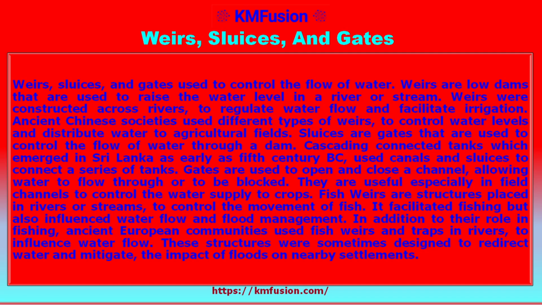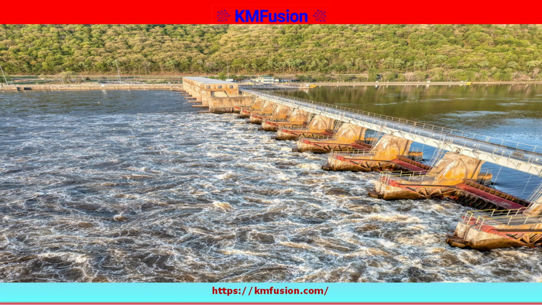Fish weirs are structures placed in rivers or streams, to control the movement of fish. It facilitated fishing but also influenced water flow and flood management. In addition to their role in fishing, ancient European communities used fish weirs and traps in rivers, to influence water flow. These structures were sometimes designed to redirect water and mitigate the impact of floods on nearby settlements.